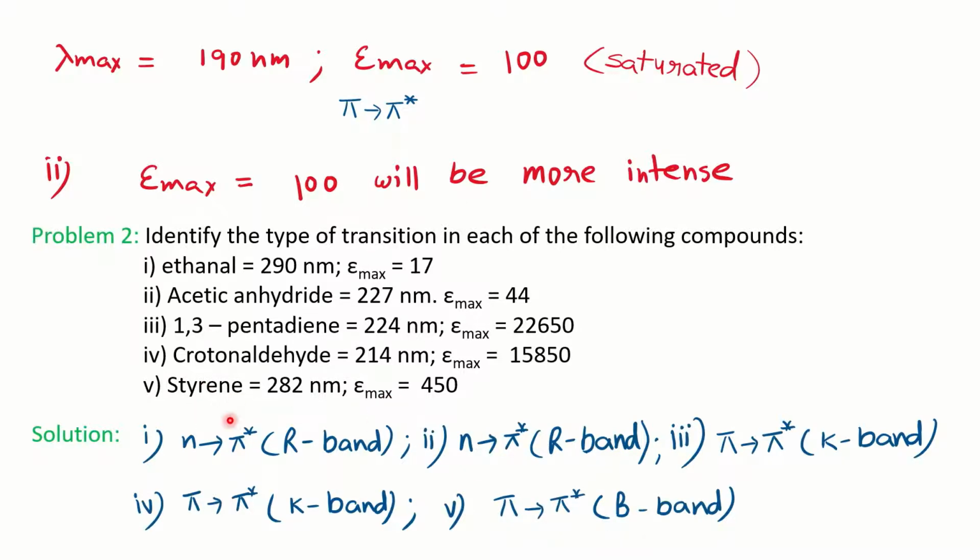Aromatic compounds usually have two or more peaks for pi to pi star transition. One is the K band, the other is the B band, and you can get E1 and E2 bands, where the E2 band is called the K band. Okay, so in this way you can identify the type of transition.